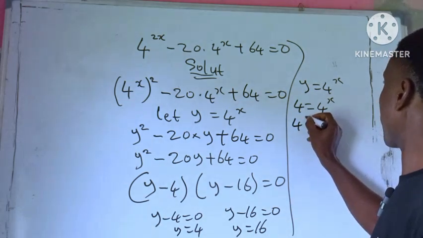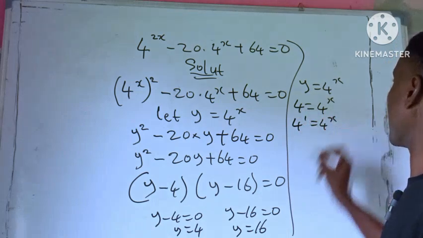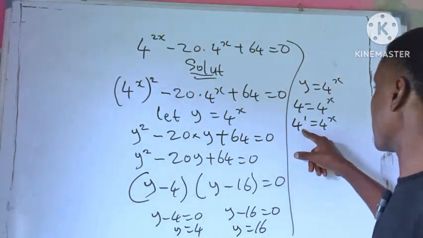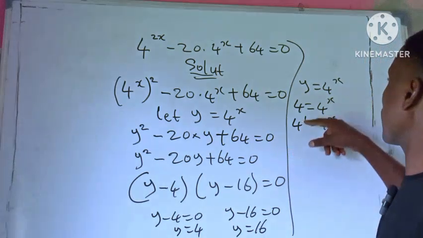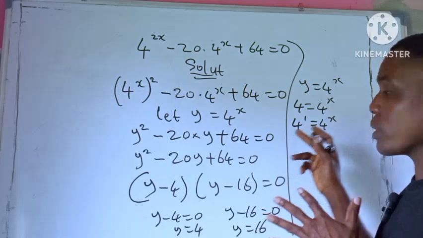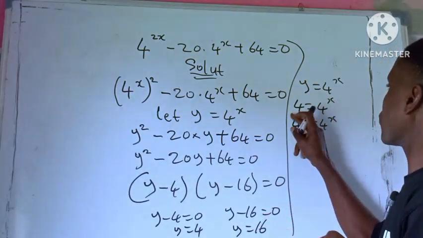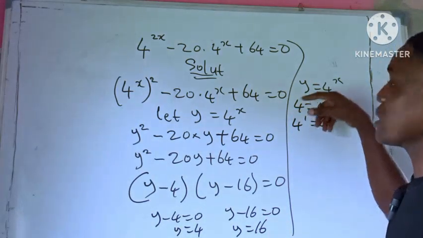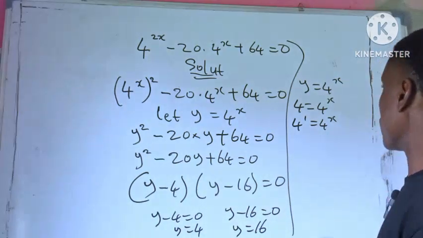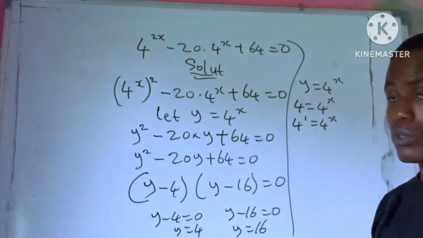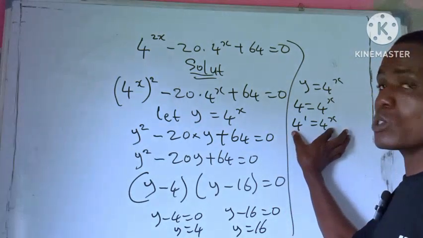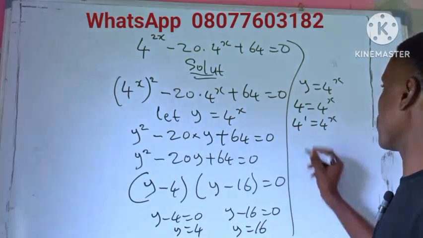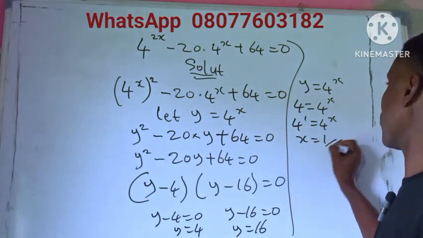So we'll have 4 raised to power 1 equal to 4 raised to power x. Don't be confused. Any number raised to power 1 is still that same number. The reason why I put raised to power 1 is because the main aim is to have two of the same base numbers, so we can easily equate the powers. So 4 raised to power 1 is still the same thing as 4. Since the two base numbers are the same and the middle is an equal sign, this 1 is equal to this x. So the value of x equal to 1. This is the first answer.